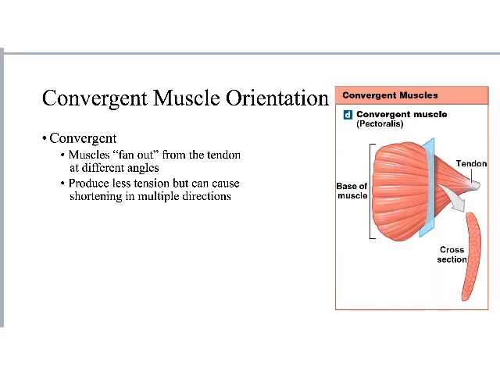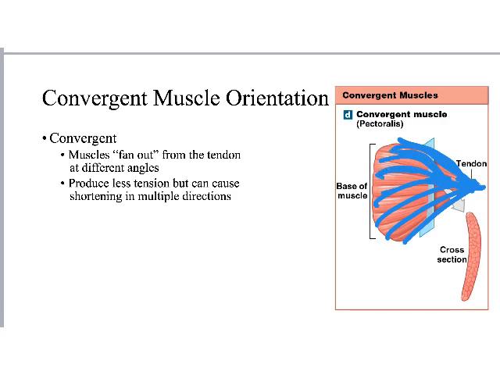Then we have something called convergent muscles. These are muscles that fan out. Convergent means all the fans come together at the tendon. You can see there. So they all converge on one point, but they fan out from that one point.